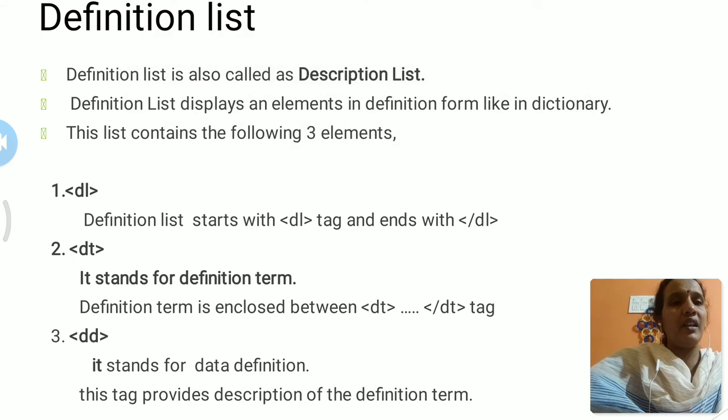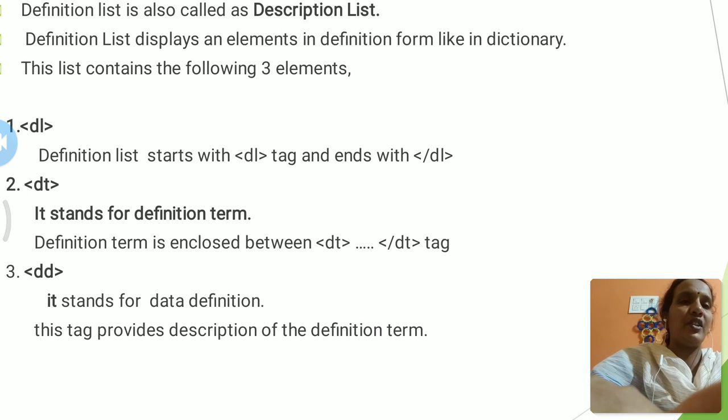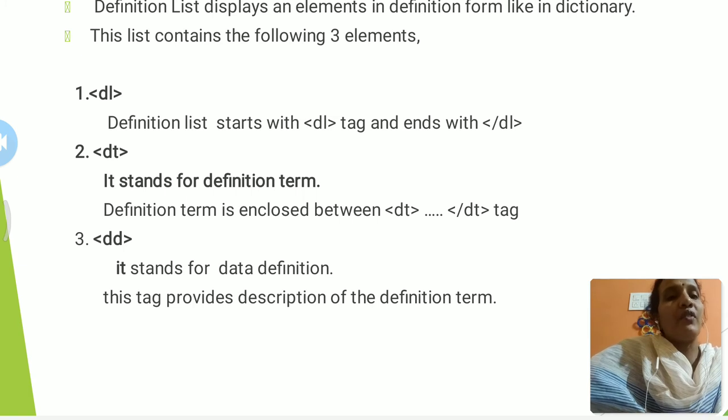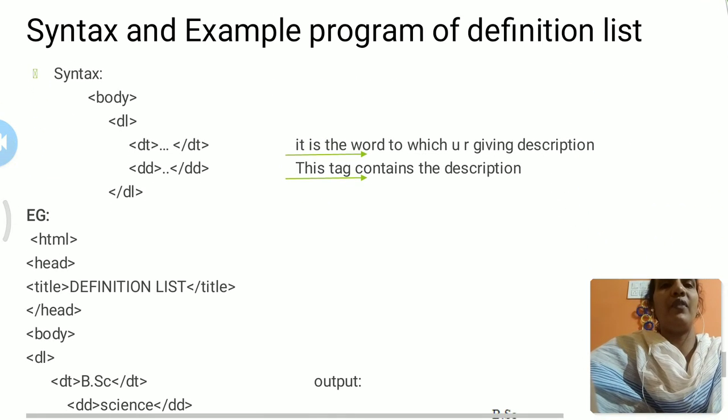What is a DD? It is a data definition: about that word, what definition you want to supply. Example, BSc is a word, and Bachelor of Science is the definition. So, Bachelor of Science should be included between a DD opening and a DD closing, whereas BSc is included between a DT opening and closing. And these 2 tags must be enclosed between a DL opening and closing. Understood? So now we will see the example program of the definition list.